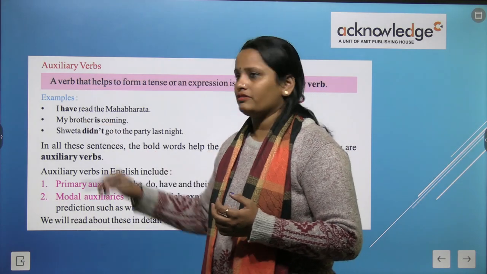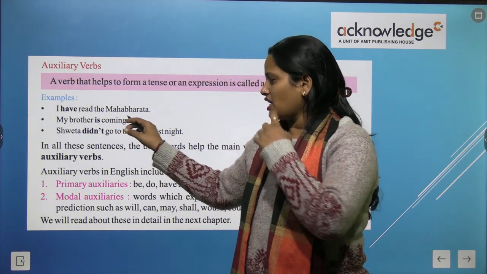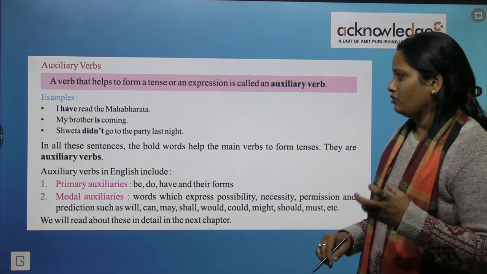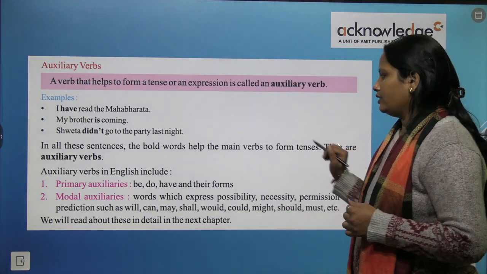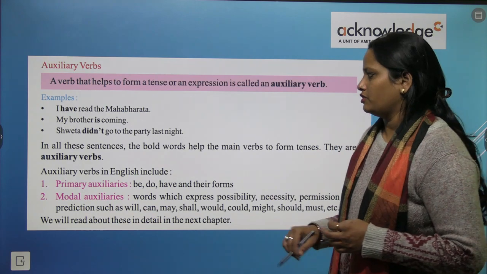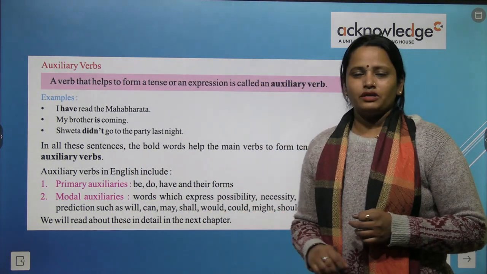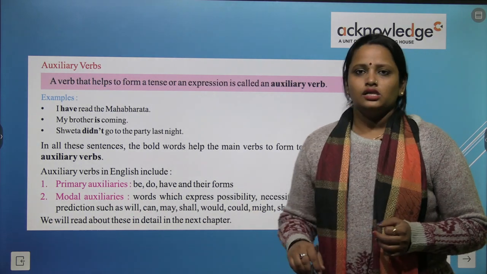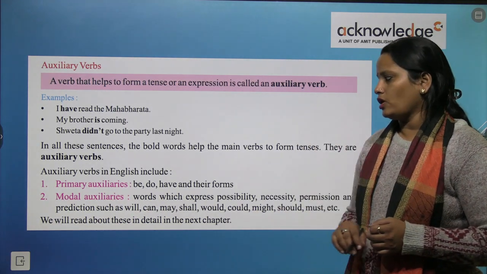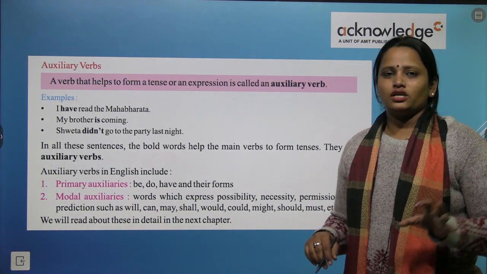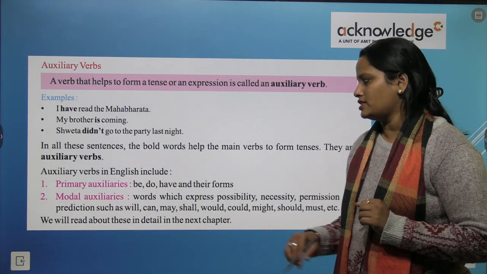Like have is helping read, is is helping coming, and didn't is helping go. So these help the main verb, and they are called auxiliary verbs. Auxiliary verbs in English include primary auxiliaries and modal auxiliaries. So what are primary auxiliaries? Be, do, have and their forms. So whatever their forms are, they are primary auxiliaries.